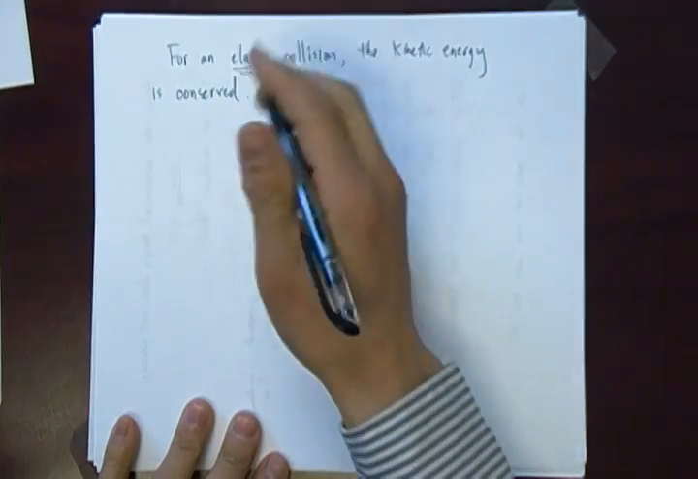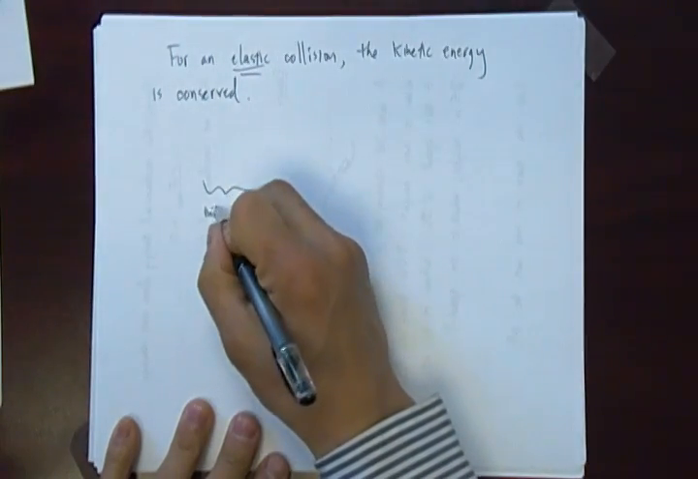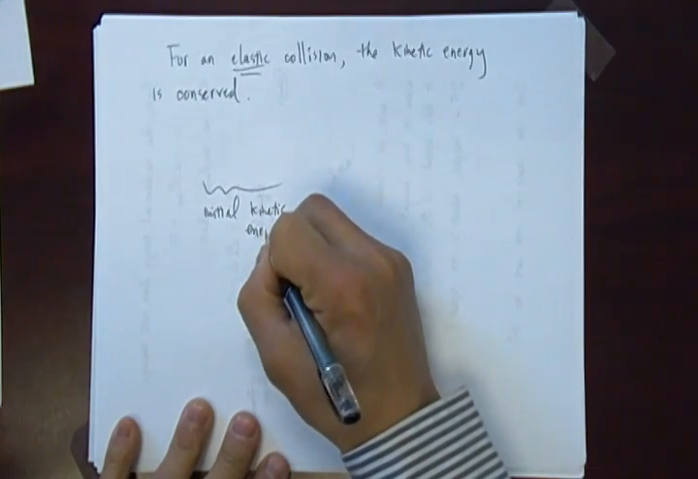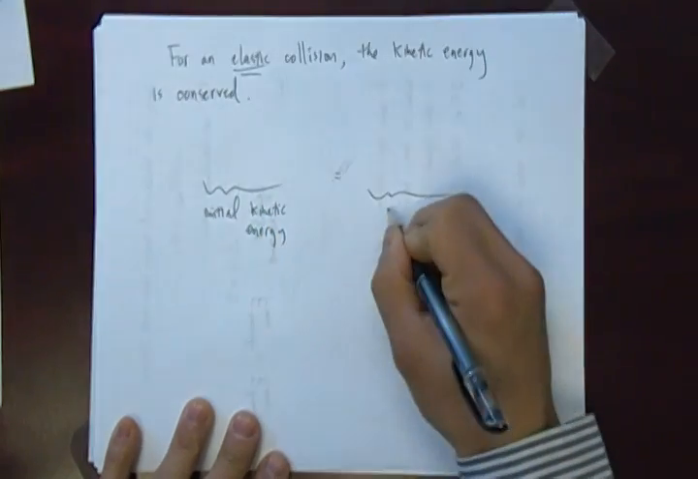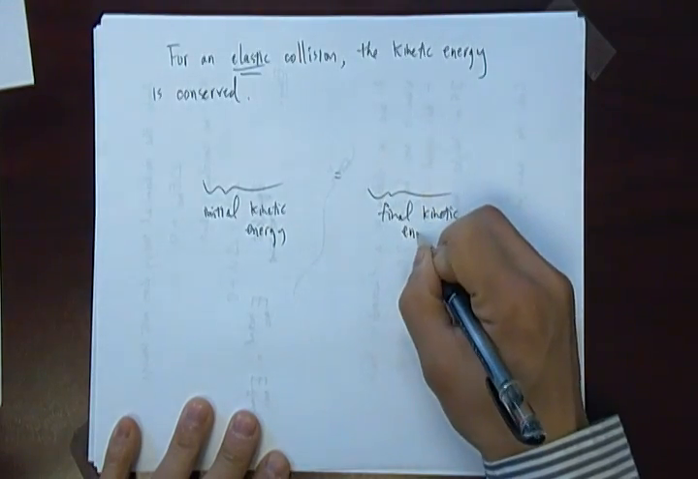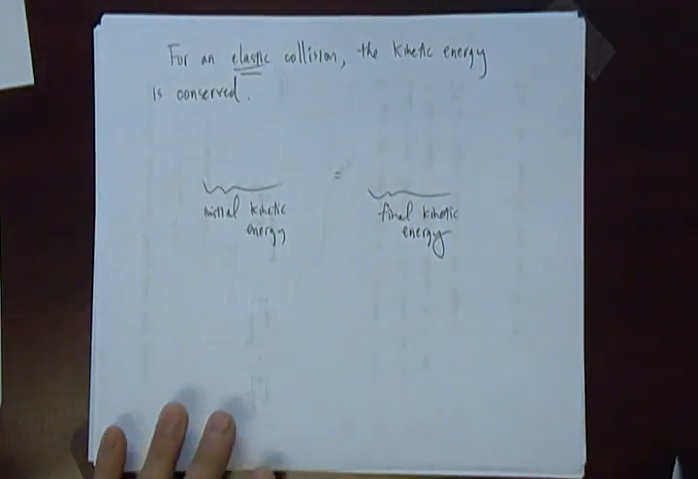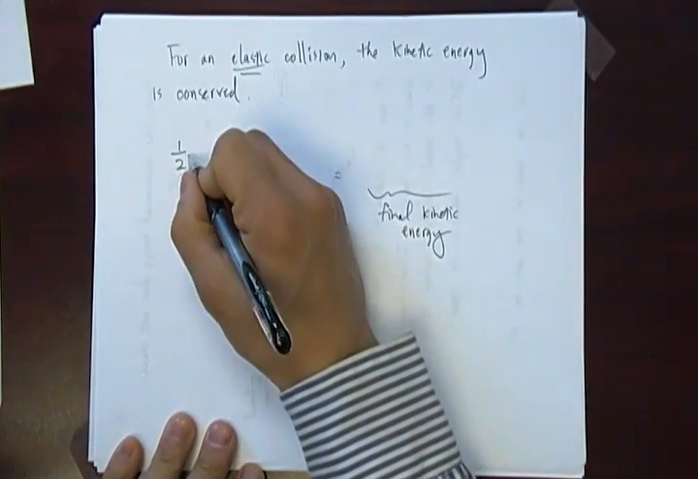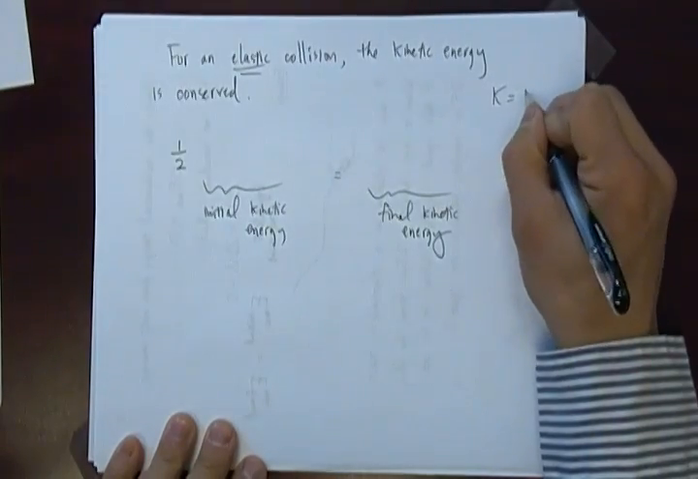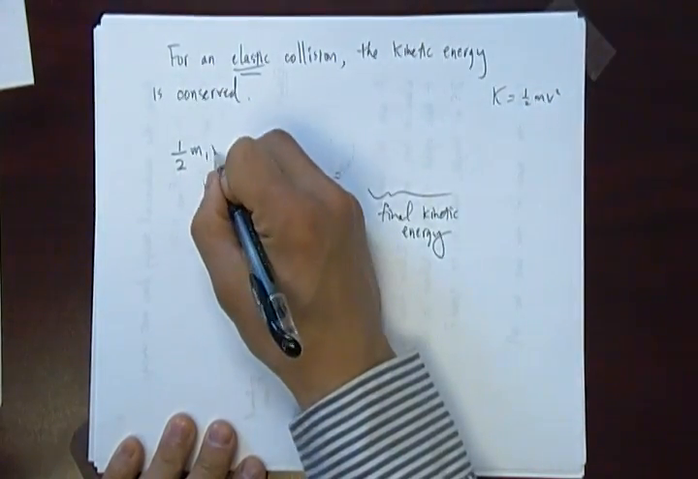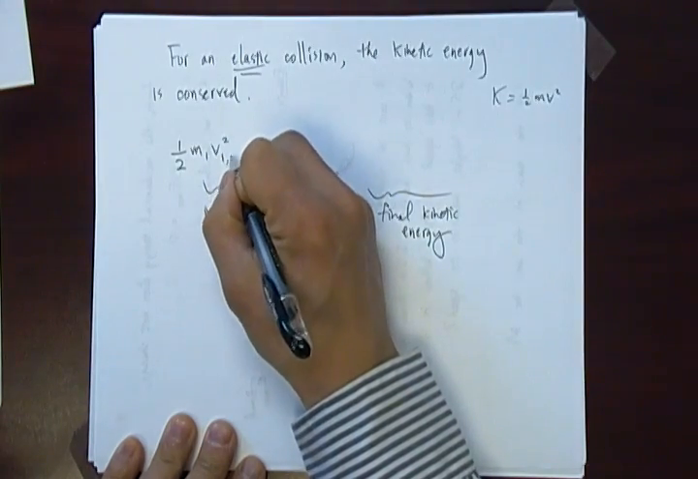Okay, so kinetic energy is conserved, so now we need an expression for the initial kinetic energy is equal to the final kinetic energy. Okay, so we can write that down. Kinetic energy is 1/2 mv squared, right? K is equal to 1/2 mv squared. So we do that for each object, 1/2 m1 v1 initial squared.